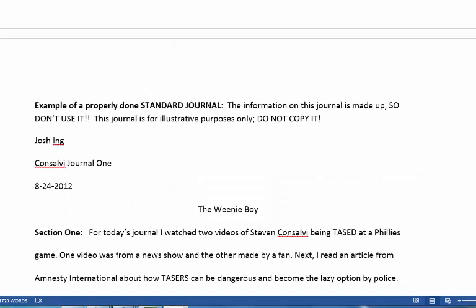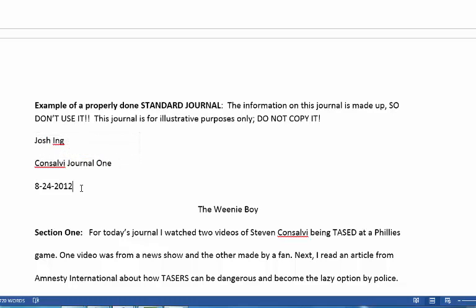So, maybe that was really confusing. Let's show you what this all looks like when you put it together in a standard journal. And remember, make your journal look just like mine if you want full credit. Okay, again, I'm going to put the name of the student, Josh Ng in this case. You would put your name here.